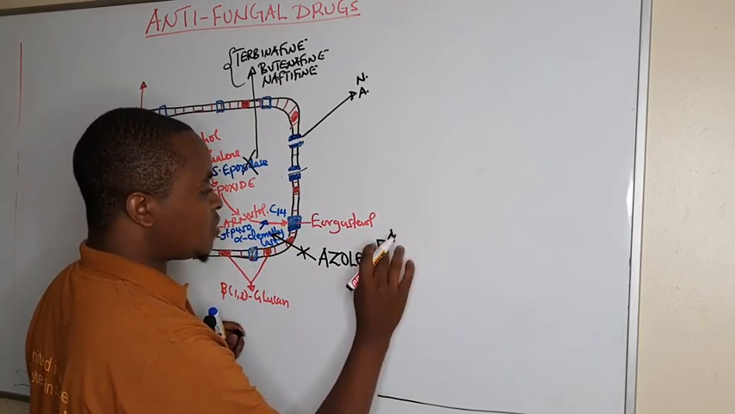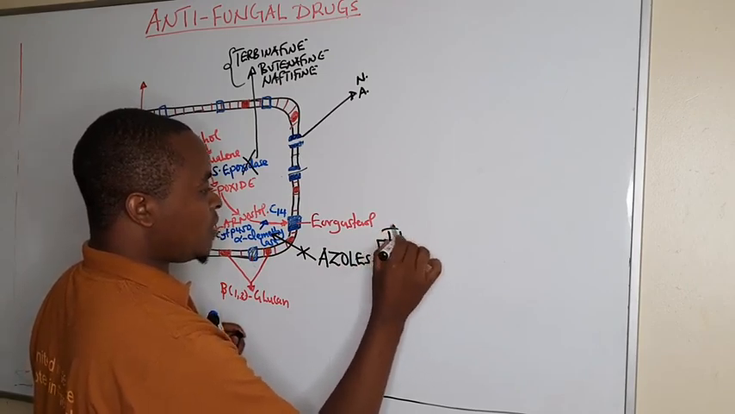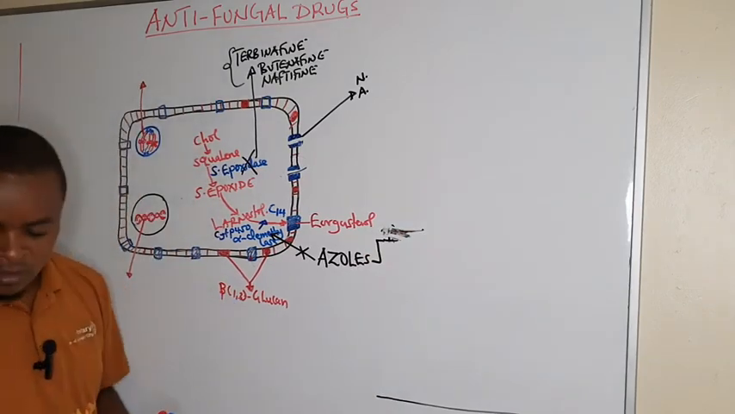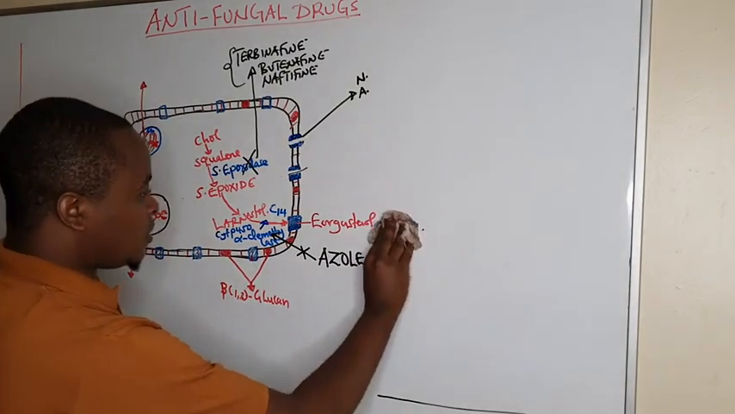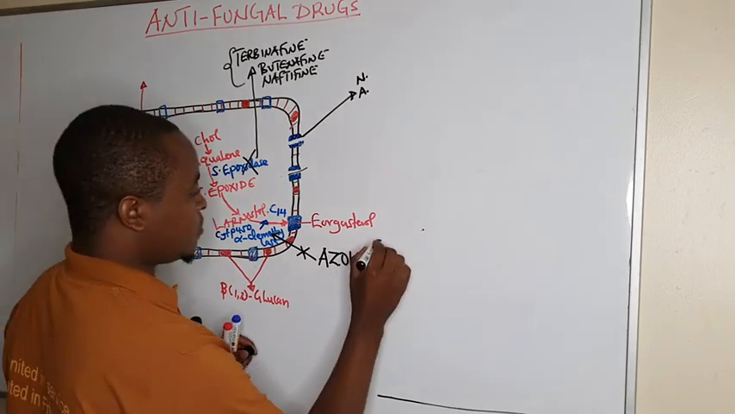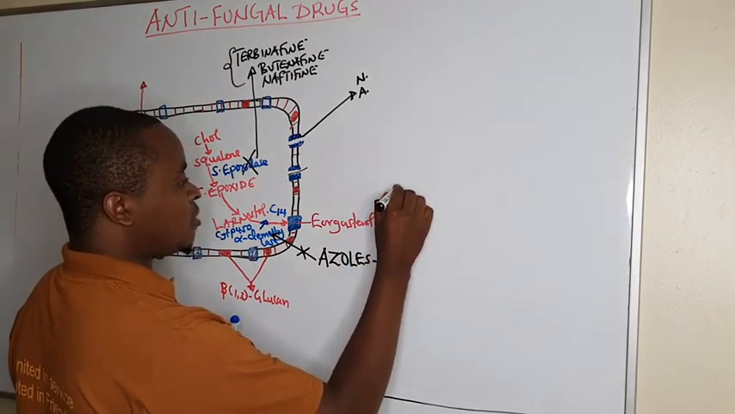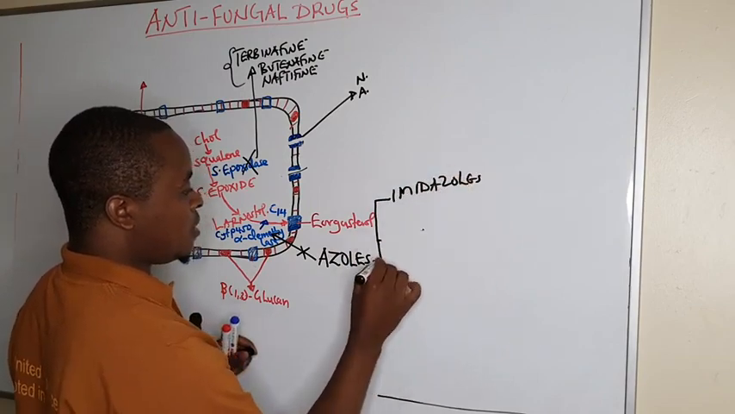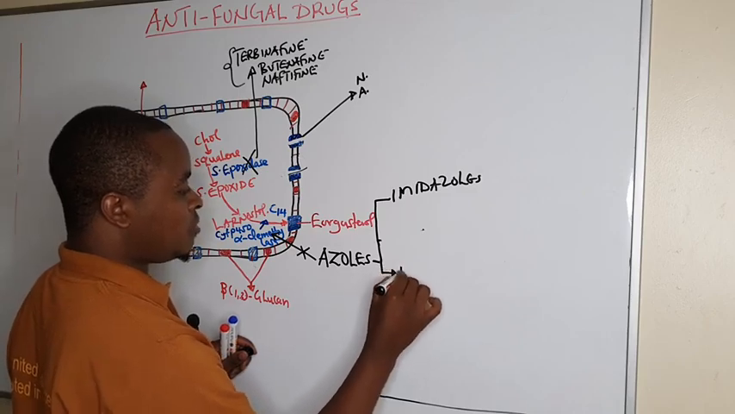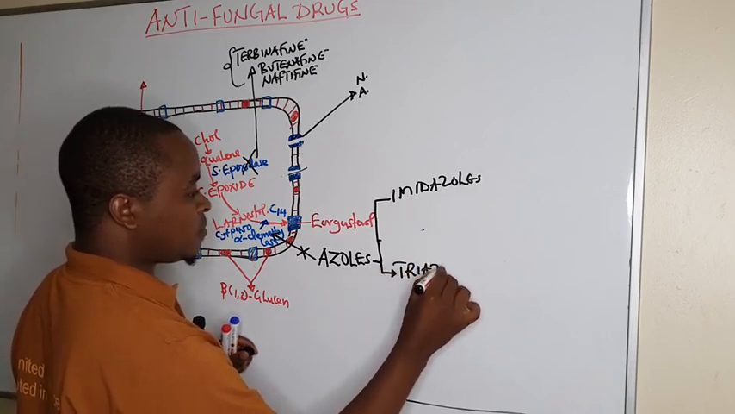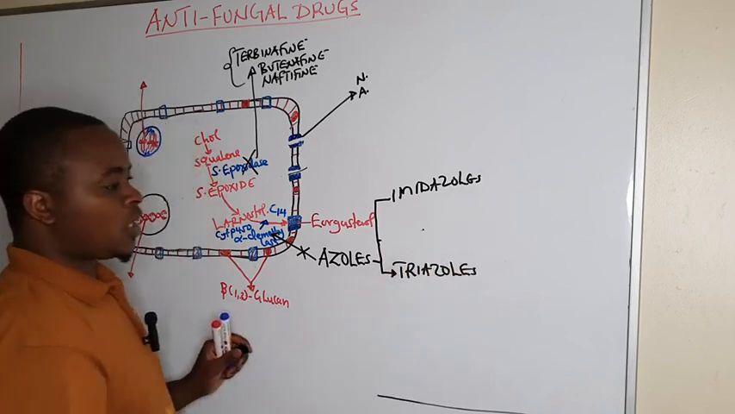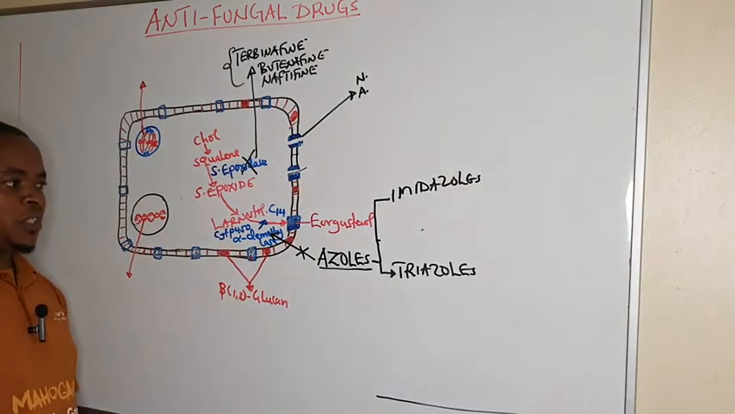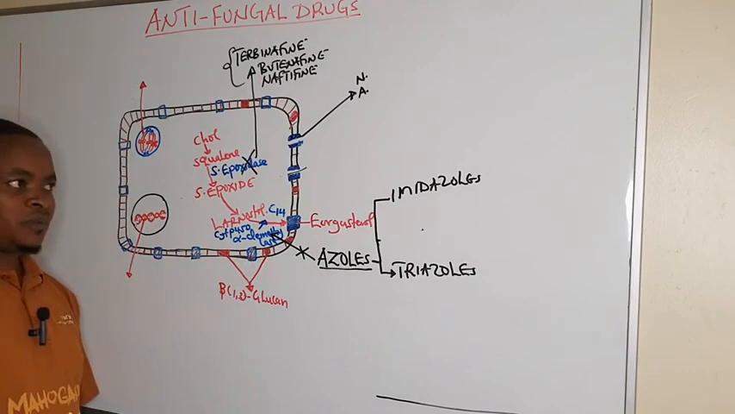two. We have two categories of azoles, whereby one category we call the imidazoles, and then another category we call the triazoles. So they all end with the azole suffix, those which inhibit formation of ergosterol.